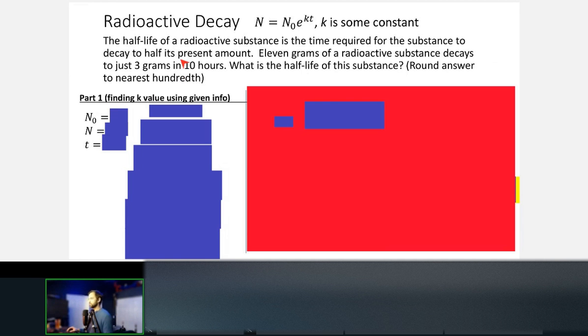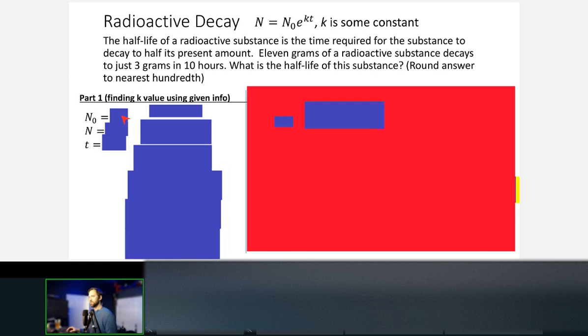Now, this problem right now probably looks impossible. Every problem that we do that involves radioactive decay or exponential growth is a two-part problem. You're always going to do a part one, and then a part two. Part one, you are always solving for your k value. So every problem that we do, that is our goal in part one, to solve for k. To solve for k, we are going to use what is given to us.